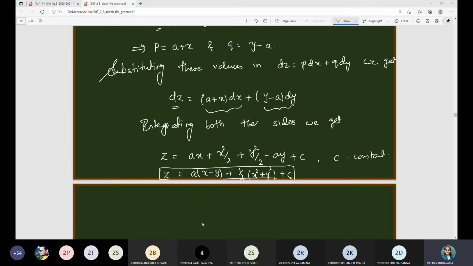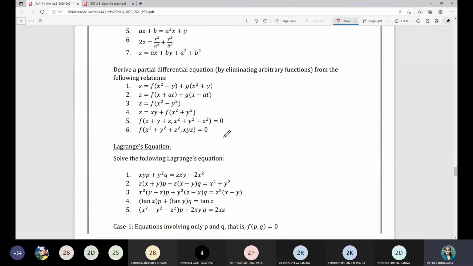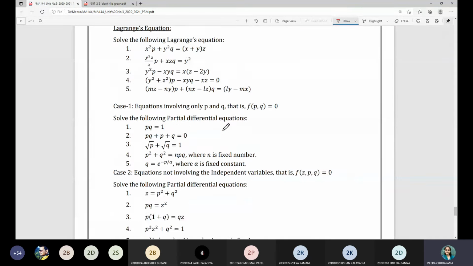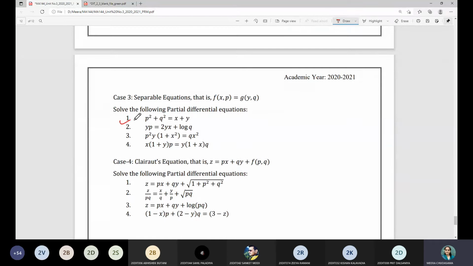Now are you clear about the method from the example as well? Please raise your hand. Fine. Okay, good. Let us consider some more examples. Let us consider the first one.